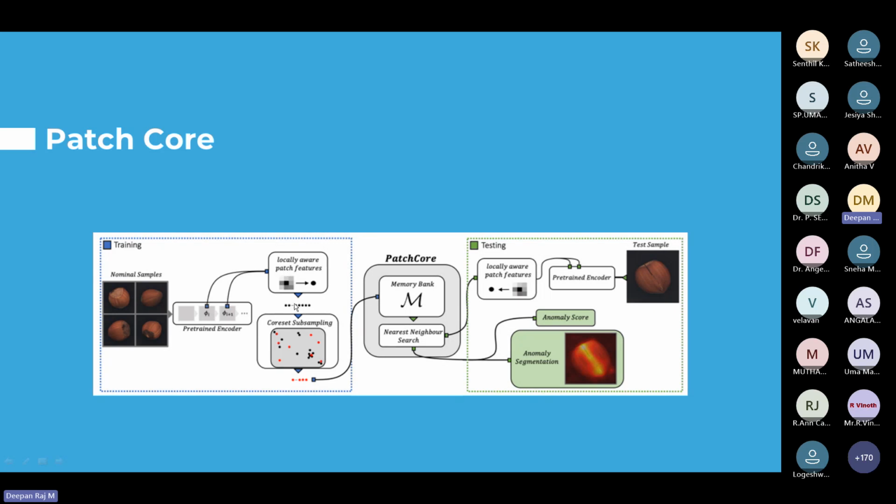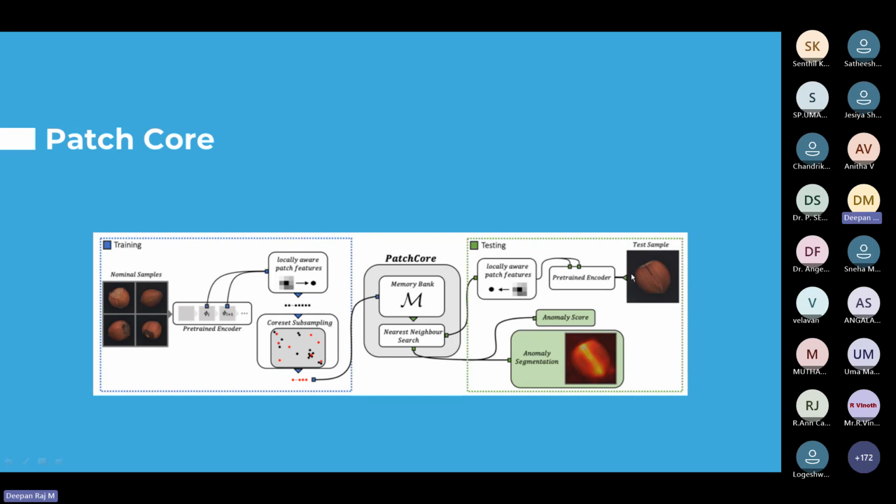Those features will be used, and some coreset subsampling will happen. What this coreset subsampling does is very similar to your clustering method, where you look for the important subsamples, because you might end up having a lot of features here, right? Usually bigger networks will have a lot of feature maps. So you look for important feature maps, take that information using coreset sampling, and push it to a memory bank.